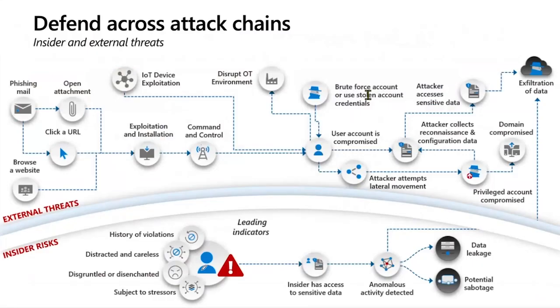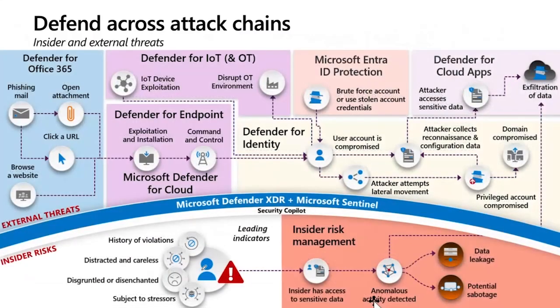So for that, what we see is this kind of design where we have Defender for Office 365 for phishing mail, open attachment, click a URL, browse a website, these components. Then we have Defender for IoT for the IoT and OT environment. Then we have Defender for Endpoint for my device security. Also for infrastructure as a service and platform as a service in Azure, we have Defender for Cloud. Especially for virtual machines, Microsoft Defender for Cloud is sufficient.